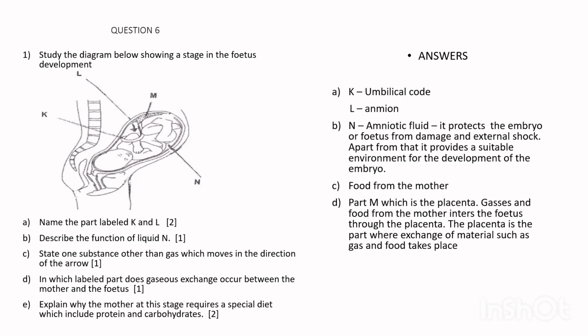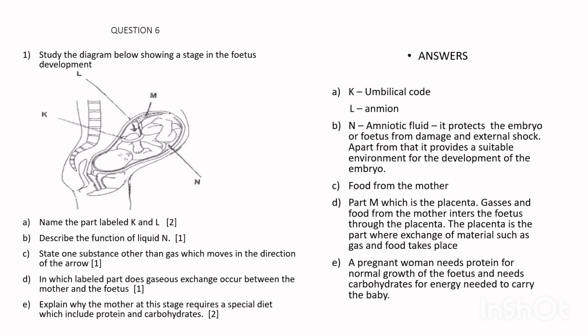We move to question E. Explain why the mother at this stage requires a special diet which includes protein and carbohydrates. So a pregnant woman needs protein for normal growth of the fetus and needs carbohydrates for energy needed to carry the baby.